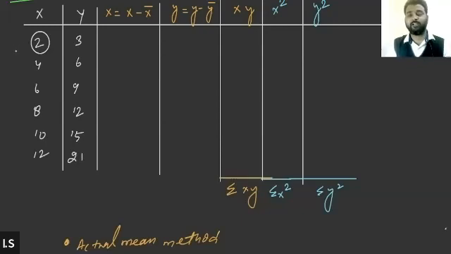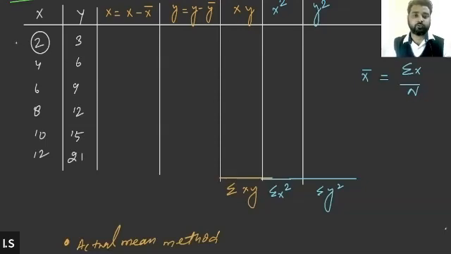Do you have any idea what is the formula for calculating the mean of an individual series, since X series is an individual series? No, sir, I don't remember. Okay, let me tell you, the formula is pretty simple. Mean of X series equals sigma X upon n. That means you just need to total all the items and divide it by the number of items.